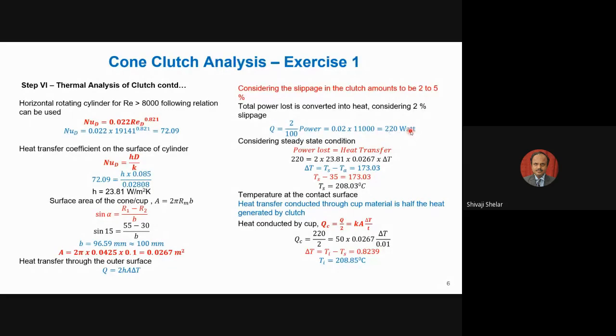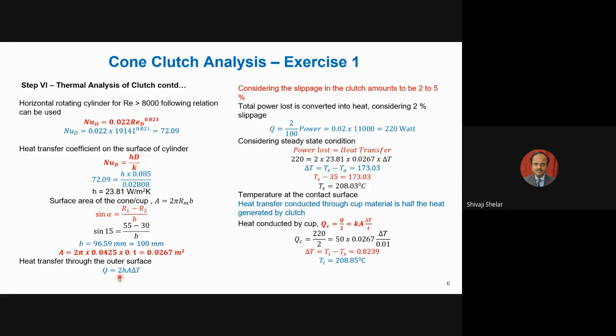Now, if you are running your shaft, initially the temperature of that surface is low. After some time, the temperature will start increasing, and then you will reach a steady state, and the surface temperature will be constant. So I'm considering the steady state condition. So the power loss will be exactly converted into heat transfer. Power will be lost in terms of heat, and that heat will be dissipated to the outside surface. Now the heat dissipation may be by radiation, by conduction, or by convection.